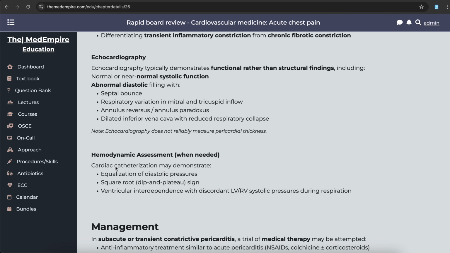And cardiac catheterization, which obviously is not done routinely, is done in specific cases when non-invasive routines are unable to diagnose or the patient is booked for surgery. It will show equalization of the diastolic pressures, the dip and plateau sign or square root sign, and ventricular interdependence, with discordant left and right ventricle systolic pressure during respiration.